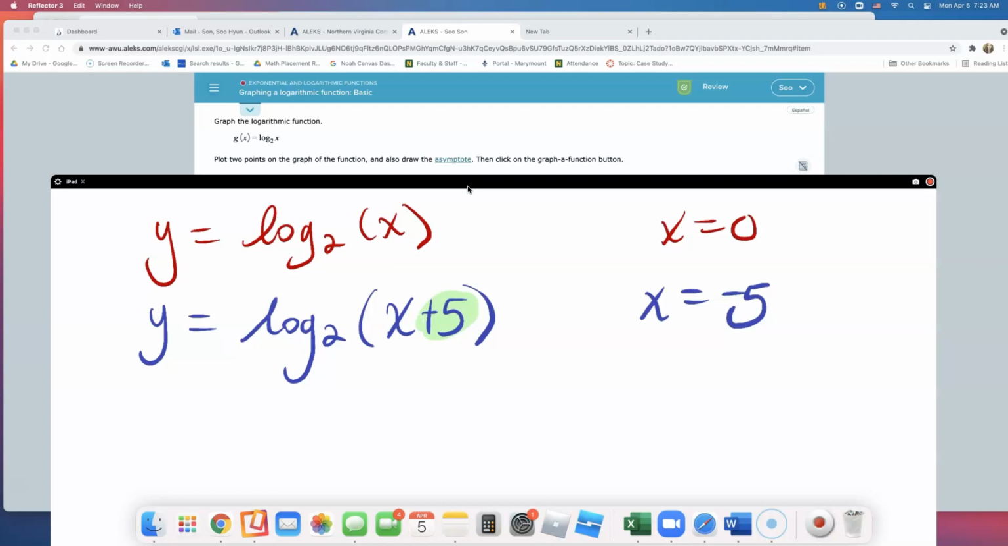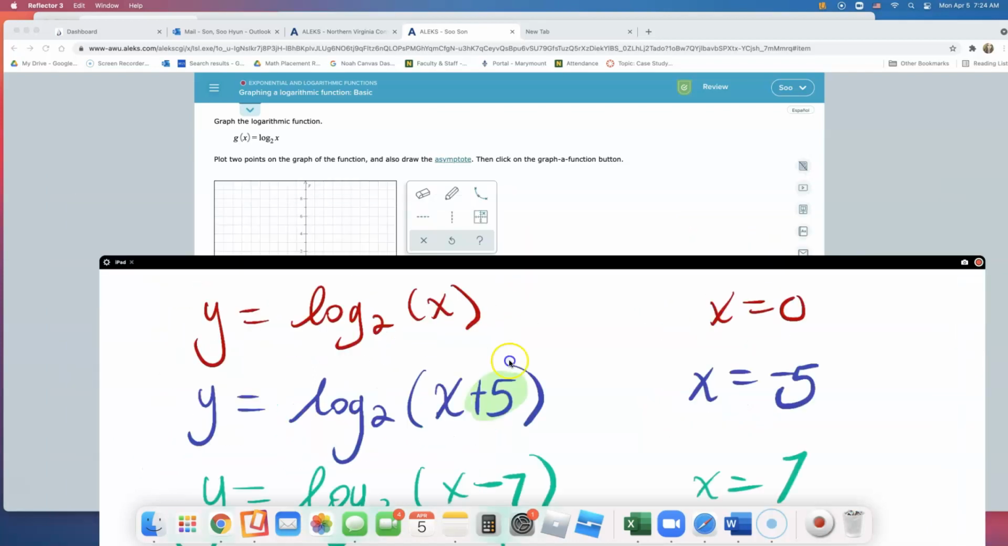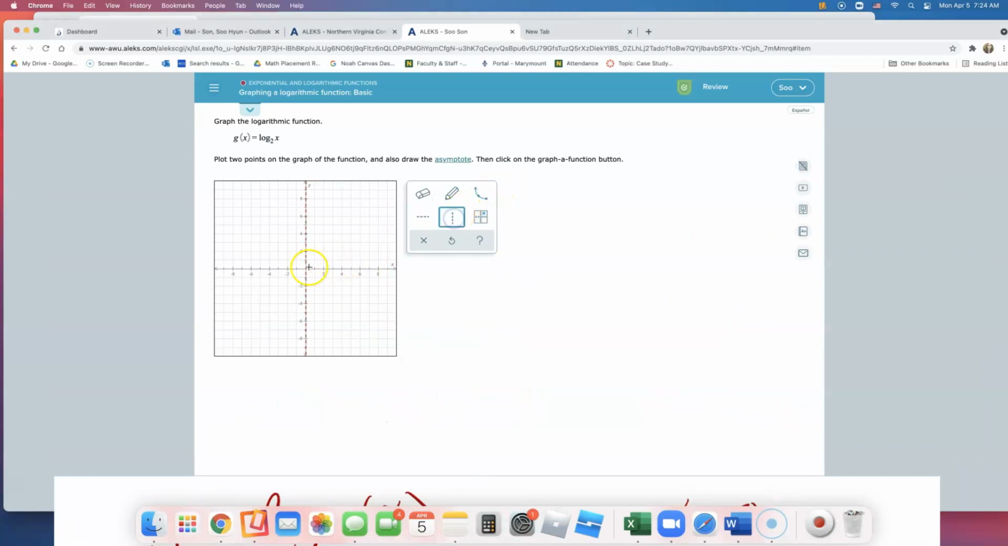Next one, what if you have y equals log base 2 of x minus 7? Guess where the vertical asymptote is? At +7, because the graph got shifted 7 units to the right. But in the very function that ALEKS gave us, there's no horizontal shift. So the vertical asymptote is at x equals 0. I need to plot at least 2 points, they said. Ready? Let's plot 2 points.